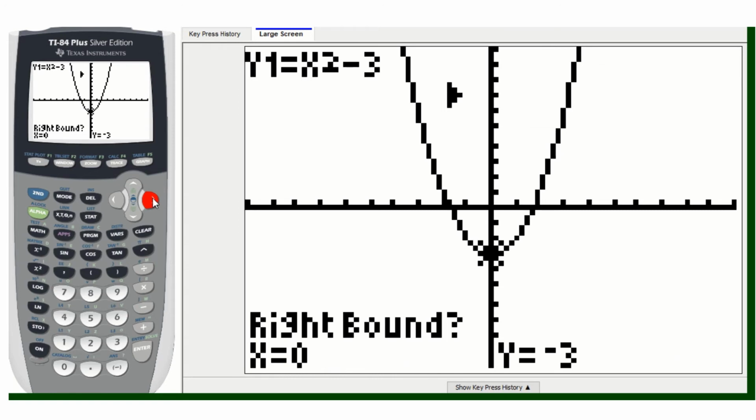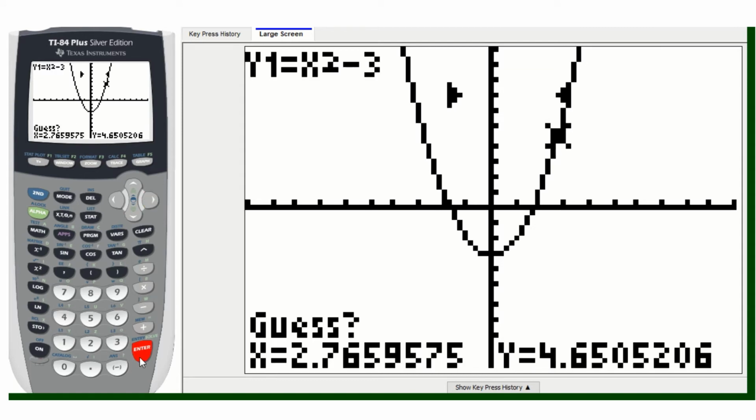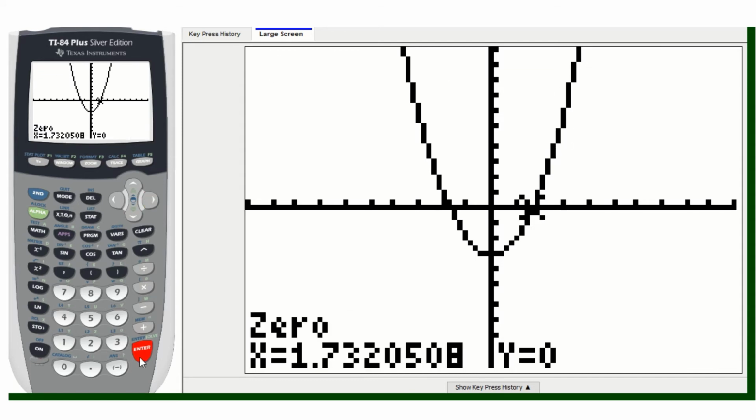Honestly, I could just use this trace feature to get a pretty good estimate of it, so I can see that it's about 1.9-ish. That's cool. I'll make the calculator tell me exactly what it is. I'm now to the right of it. Really, anywhere to the right is fine. Hit enter. It takes a weird guess. I ignore the weird guess and hit enter again, and it tells me it's at 1.7-ish.